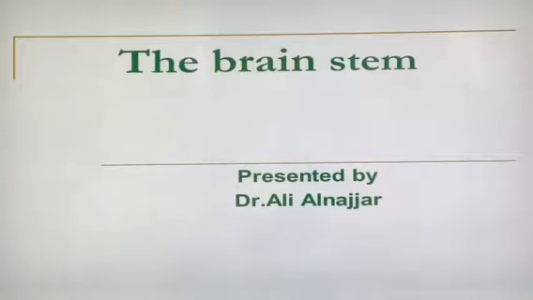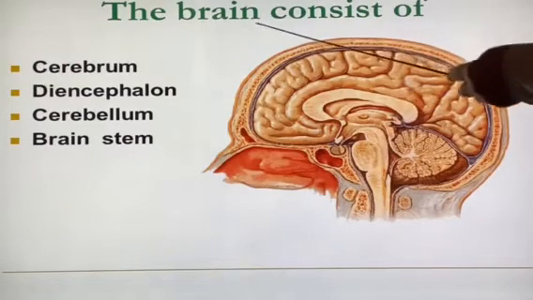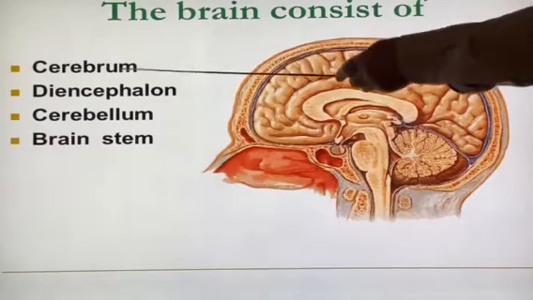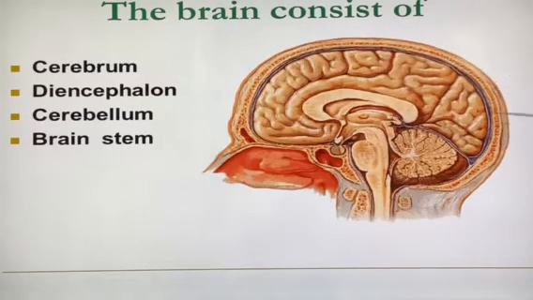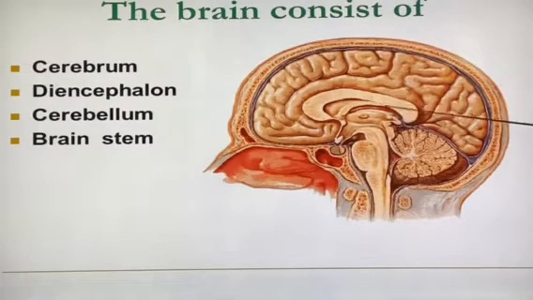Continuing the anatomy of the CNS, today I will discuss the brainstem. The brain consists of the following: the cerebrum, which is the largest part here of the brain; the diencephalon is the middle part; the cerebellum here; and the last one is the brainstem, which is the lecture of today. From here down there, this is the midbrain, the smallest. This is like an egg, we call it the pons, and the medulla oblongata.